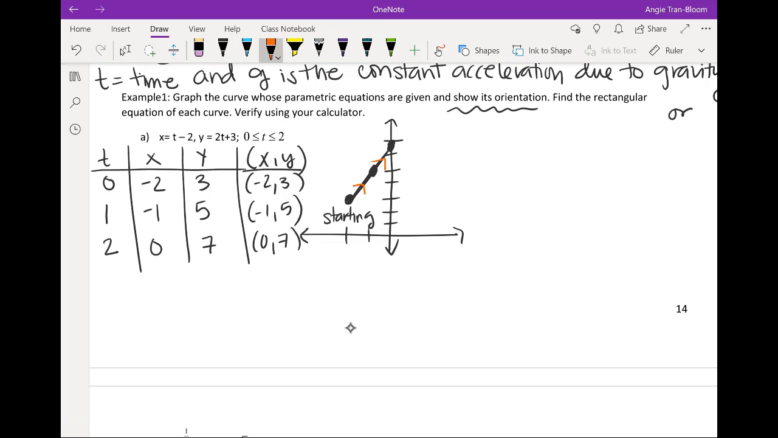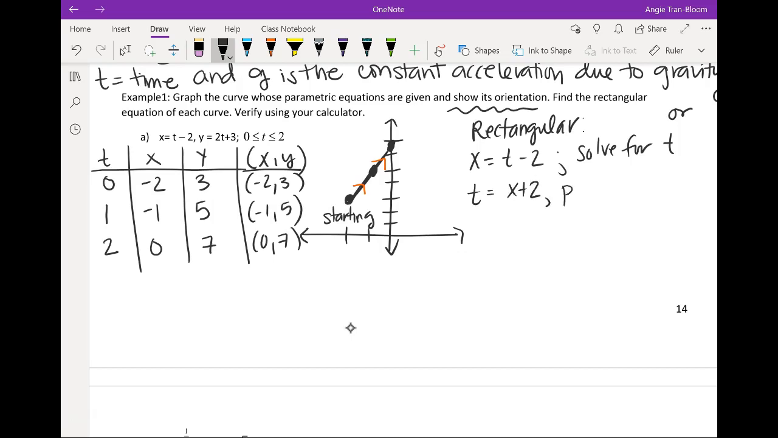Last piece of information is going to find the rectangular equation of the curve. Rectangular equation is only for X and Y. There were no T's in there, there are no angles in there. So let's do it. Rectangular. You are given X equals T minus 2. I would like for you to solve for T for me. How do you solve for T? T equals X plus 2.